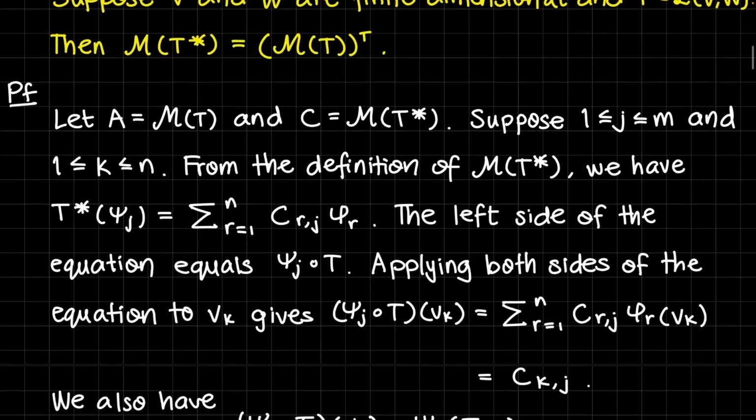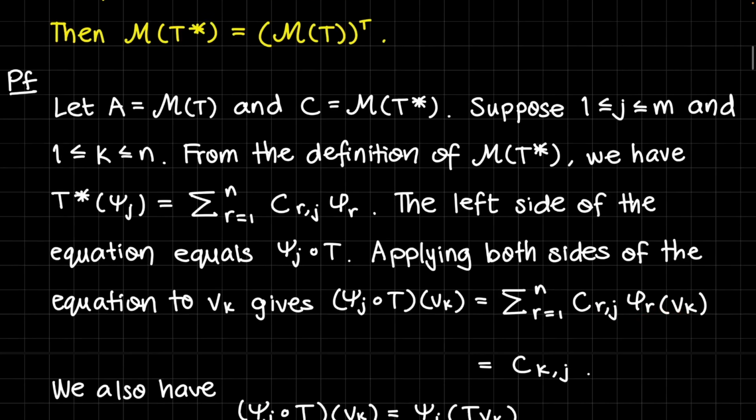vk, a basis vector of capital V. That gives you psi j compose T acting on vk equals the sum from r equals 1 to n, C_rj as usual, phi r of vk. Now phi and v are dual with respect to each other, and by the definition of dual bases, the only index that will survive this is the one where r equals k. Every other index will go to 0 because phi r of vk will be 0 if r and k are different. So we end up with the only surviving term, which is C_kj.